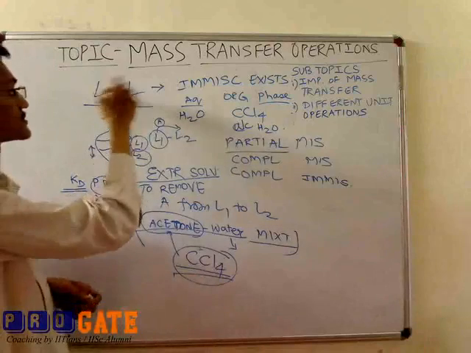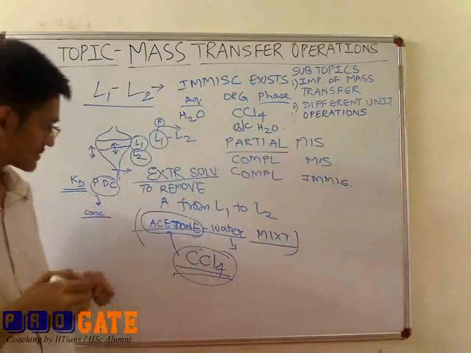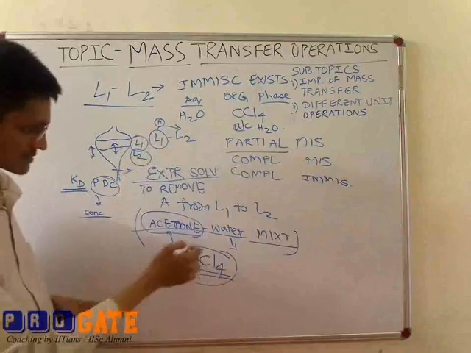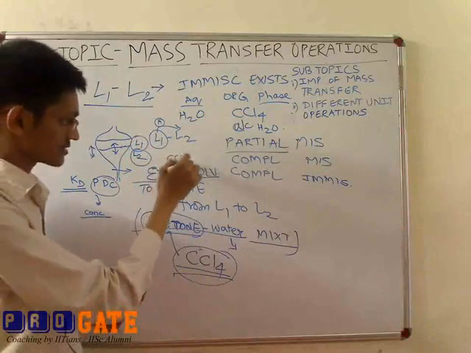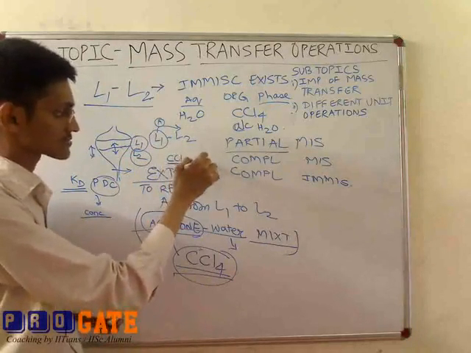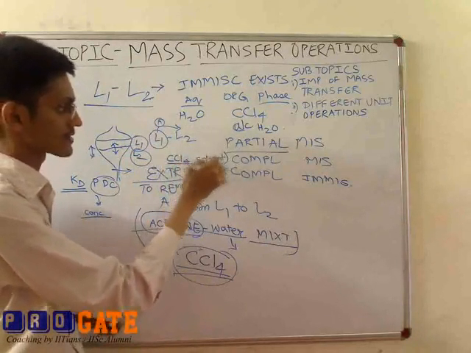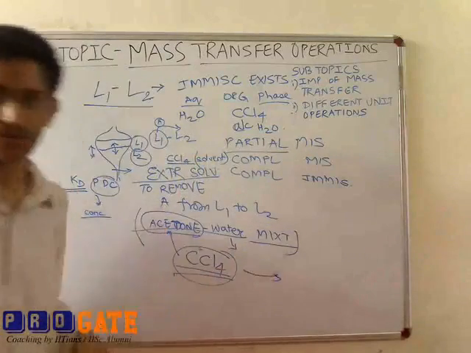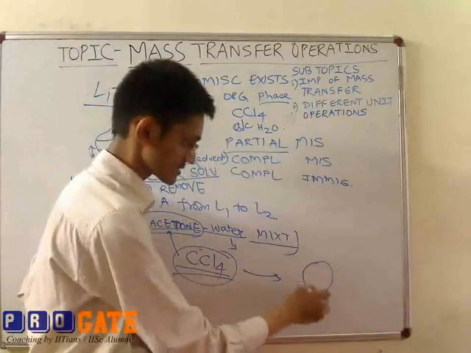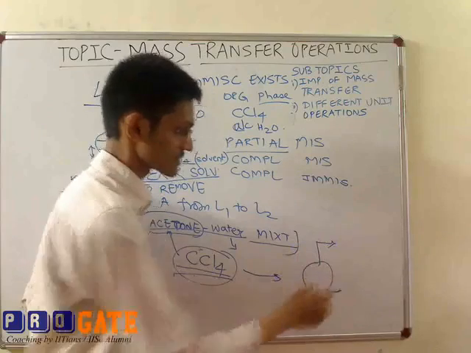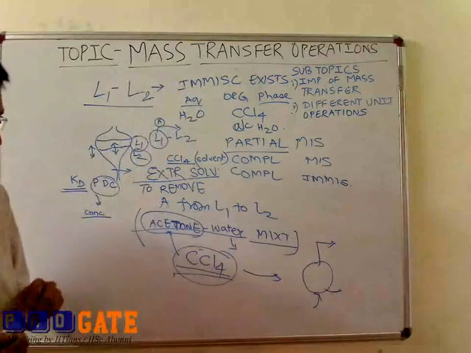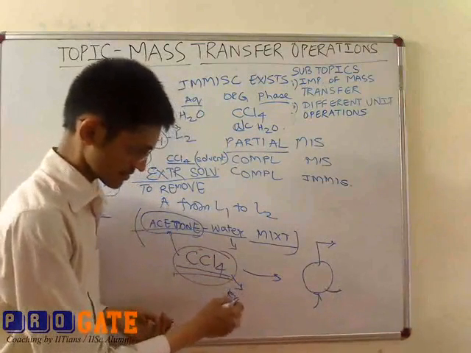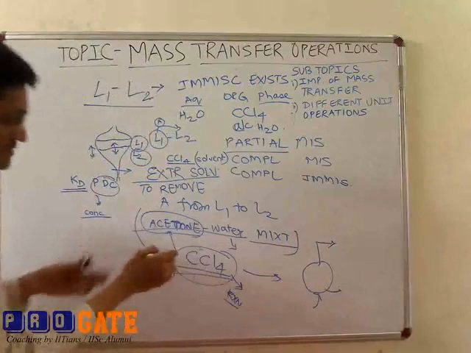So thus the acetone gets transferred from the aqueous phase to the organic phase, and that is because of the mass transfer taking place between the two liquid phases L1 and L2, leading to a concentrated solution of acetone in the organic solvent. Now again, if you are interested in recovering acetone from CCl4, you have to go for a further unit operation, maybe distillation if there is a relative boiling point difference, or carry out some other reaction depending on selection of the solvent.